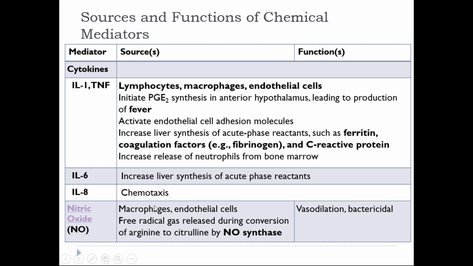Interleukin 8 acts as a chemotactic agent, whereas nitric oxide is released from endothelial cells and macrophages and will cause vasodilatation, and in macrophages it acts as a bactericidal agent. It is a free radical gas released during the conversion of arginine to citrulline by nitric oxide synthase. This is how it is generated.